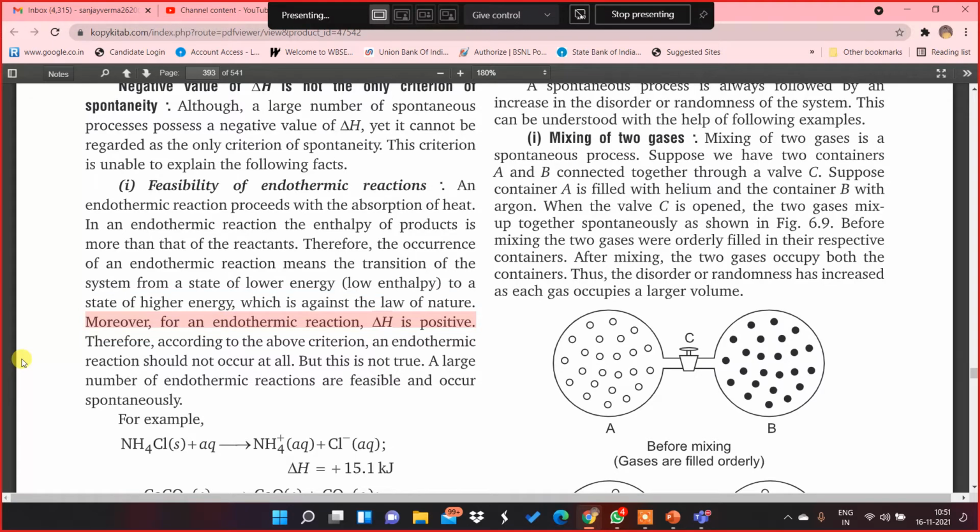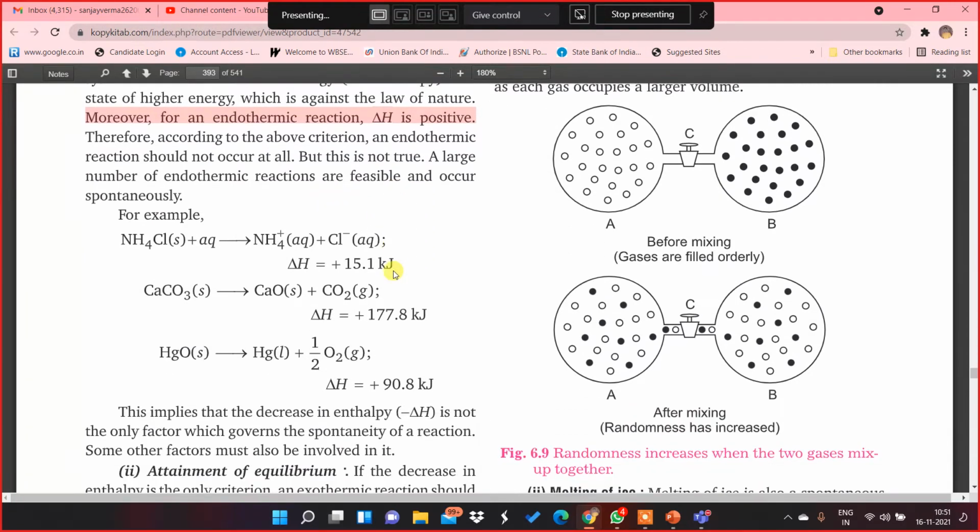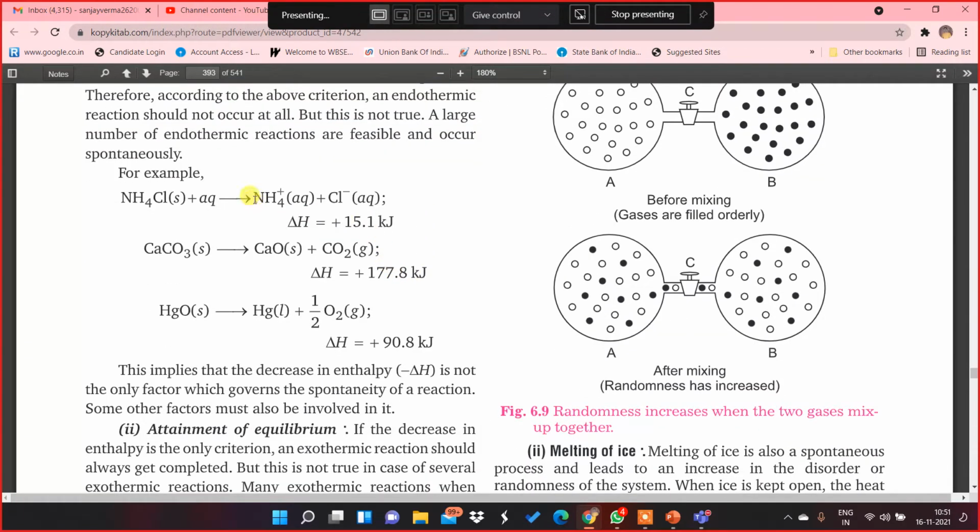So according to the above criterion, an endothermic reaction should not occur at all. But this is not true. A large number of endothermic reactions are feasible and occur spontaneously. So in this part of the chapter, we are going to learn about spontaneity for both exothermic as well as endothermic reactions. There are a number of reactions like this, for example ammonium chloride.